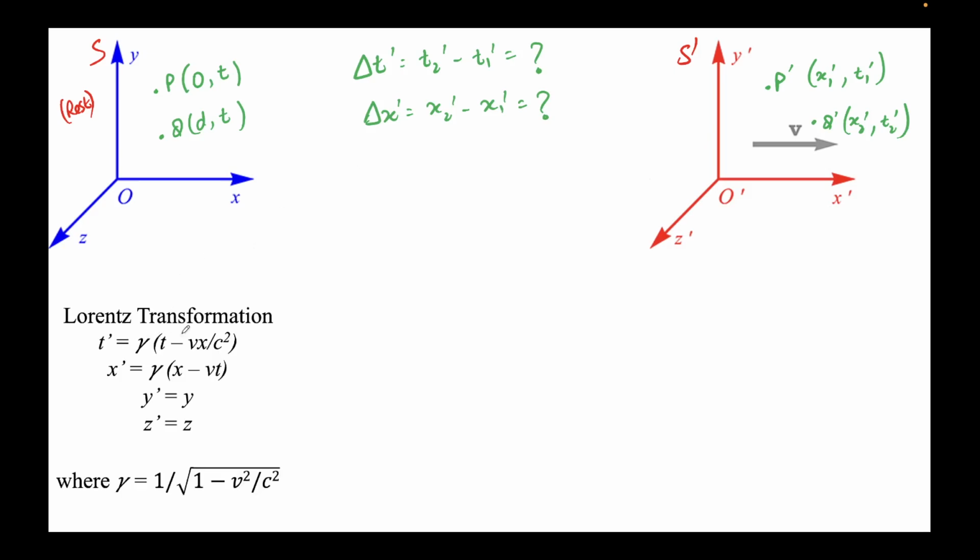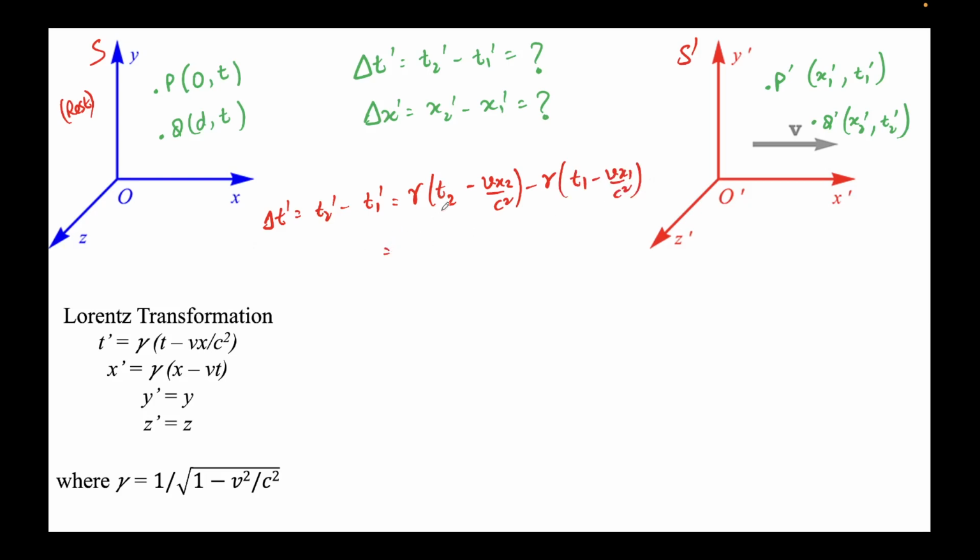We know our Lorentz transformation. If I need to find delta t prime, I'll do t2 prime minus t1 prime. I can obtain t2 prime if I put the suffix 2 everywhere. So it will be gamma times t2 minus v x2 over c squared, and corresponding to t1 prime, this will be gamma times t1 minus v x1 over c squared.